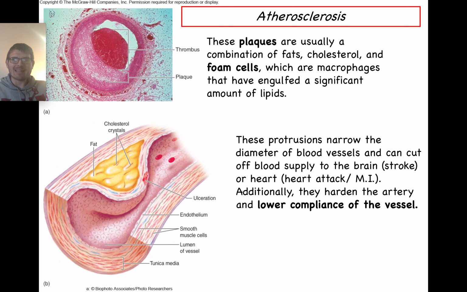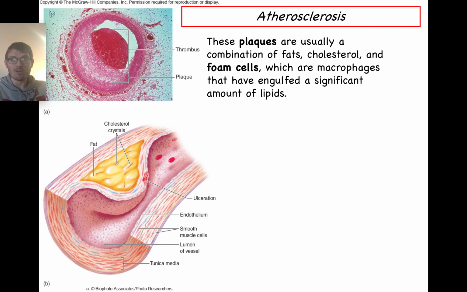So these plaque-like protrusions obviously narrow the diameter of the blood vessels, and obviously that can produce ischemia. We can cut off the blood supply to the brain, which would produce a stroke, to the heart, that would produce a myocardial infarction, and so this is not good no matter where it happens. It just so happens the brain and the heart are going to be kind of the most severe cases of this. And another problem is that these plaques will harden the artery and lower their compliance.